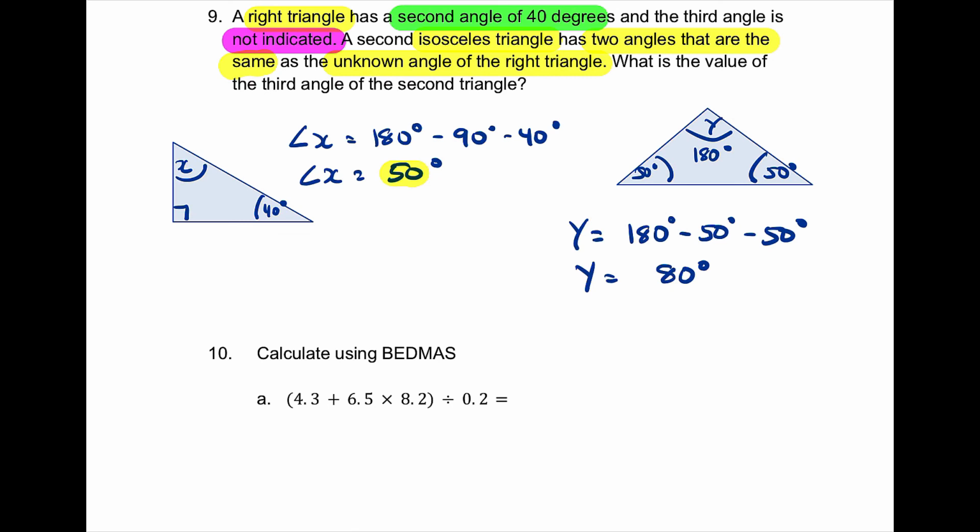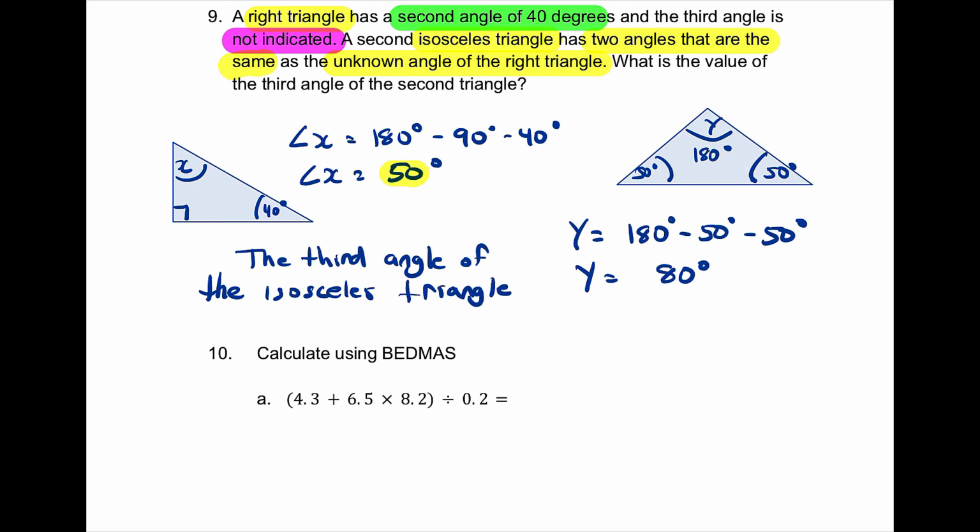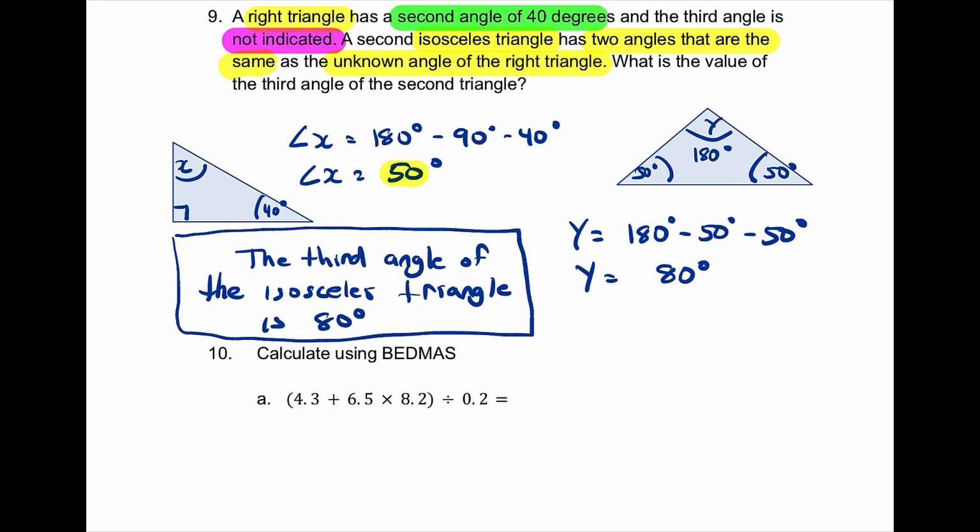And again, because it's a word problem, you'd usually answer this with a word response. So the third angle of the isosceles triangle is 80 degrees. Don't forget to put your units, or else it's technically not correct.